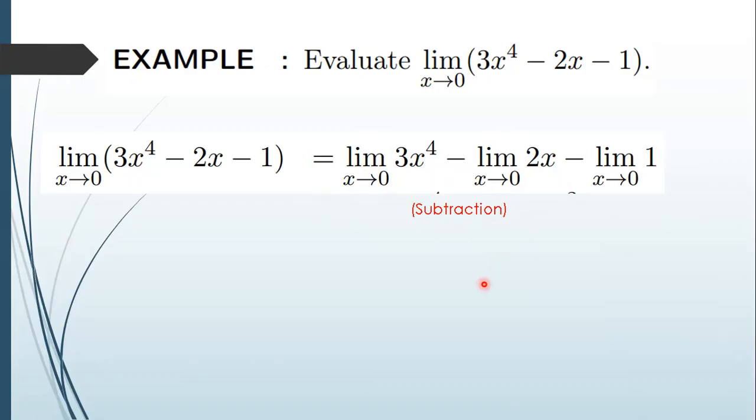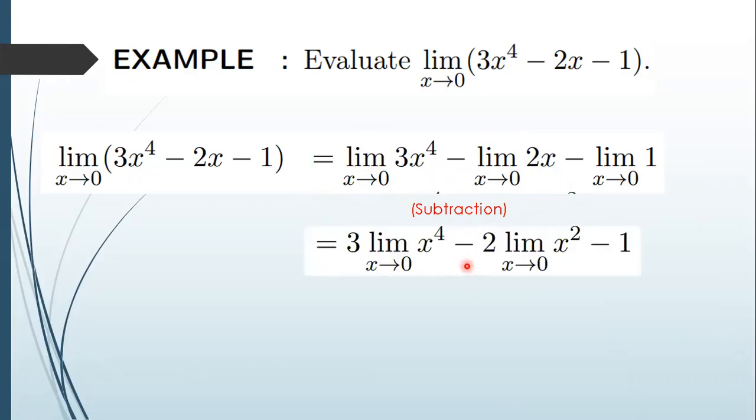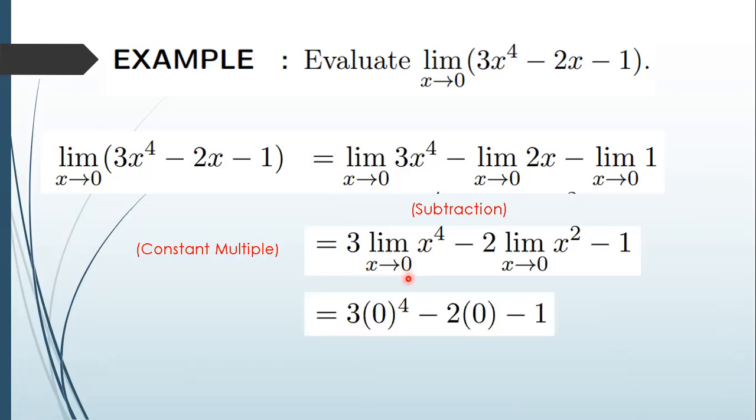Once we're done separating them, we are going to proceed with constant multiple. As you can see there, there's a constant 3 from the first term. There's a constant 2 from the second term. And then the limit of 1 as x approaches 0 is already 1 because of the constant 1. And then after the constant multiple, we proceed with applying our power rule.